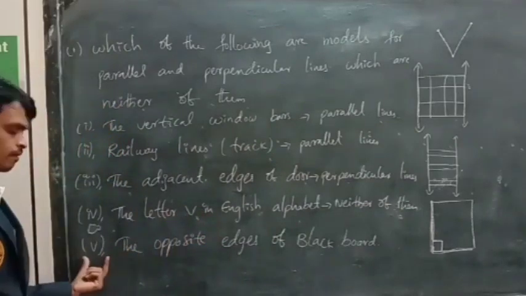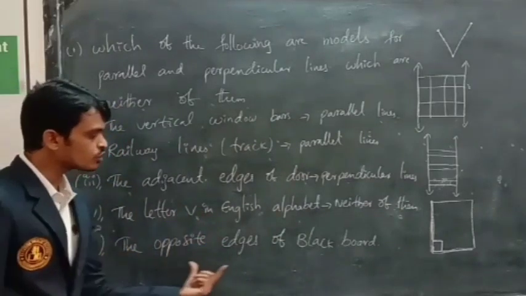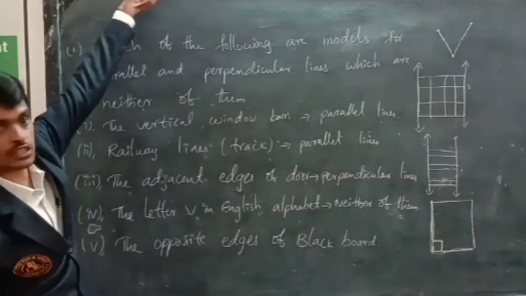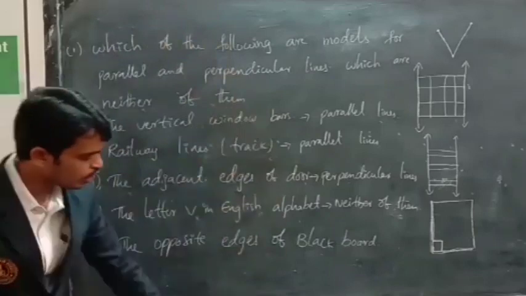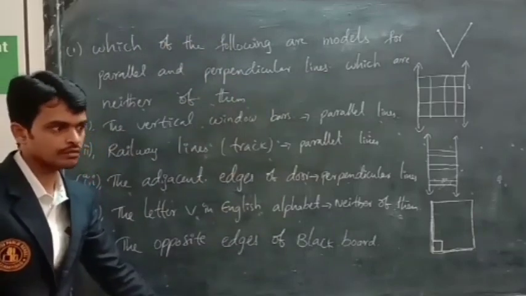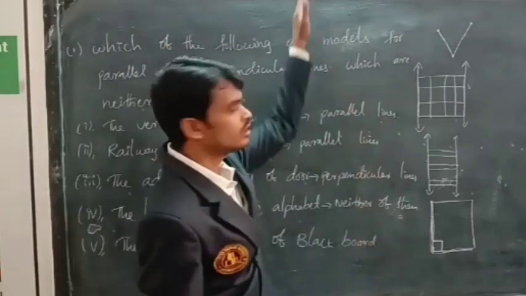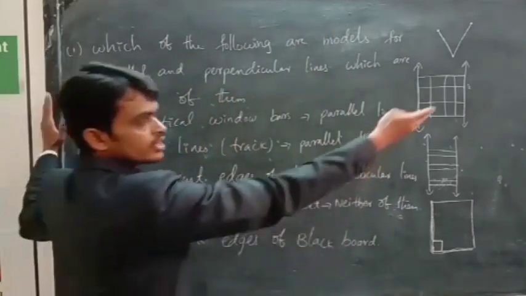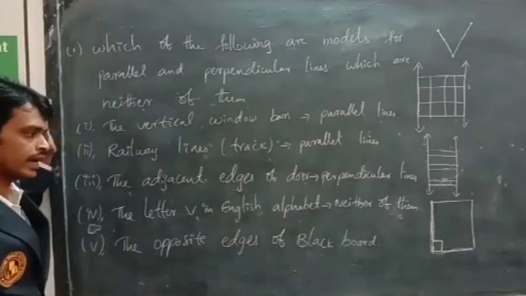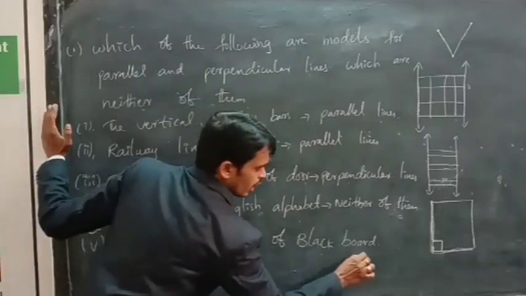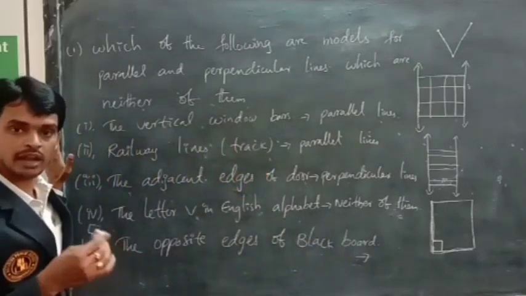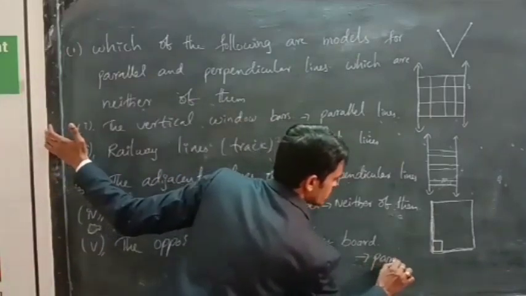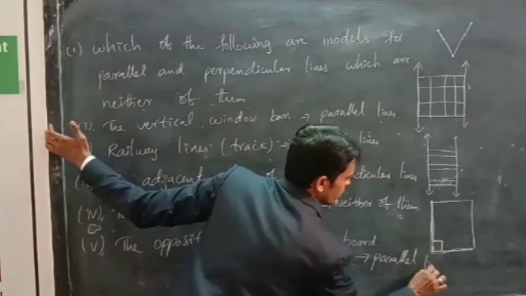Next, the fifth one, the opposite edges of a blackboard. Look here, these are the top and bottom edges. Which type of lines are these? Parallel. This edge and that edge are also parallel lines. So the opposite edges of a blackboard are parallel lines.